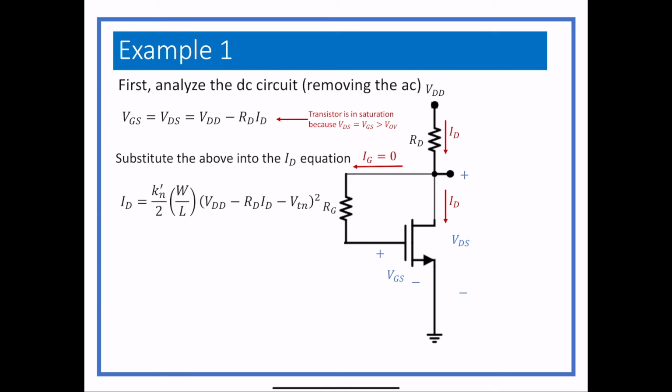Once we do that, we can actually put numbers in there. We have 0.25 milli divided by 2 for Kn prime W over L. So we actually divide that by 2 and put that number there. We have VDD was 15, RD was 10K times ID, and then we subtract 1.5, which was the threshold voltage, and put all that together, and then just multiply it all out.